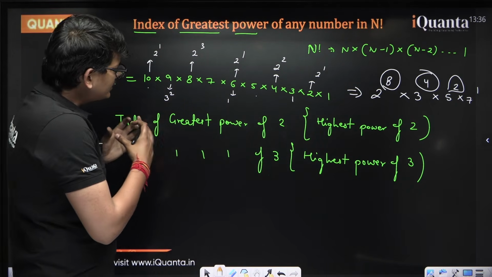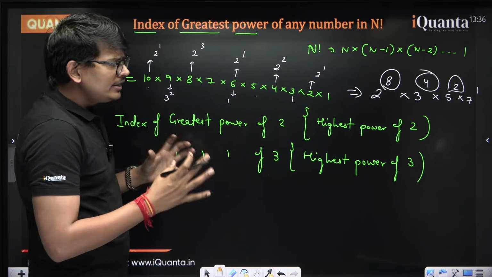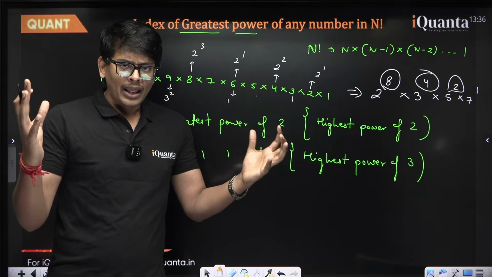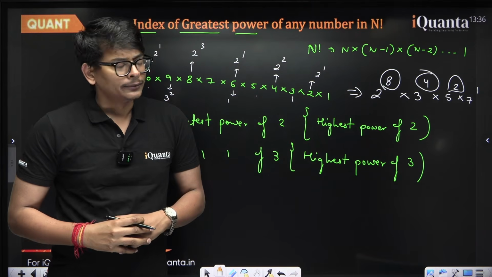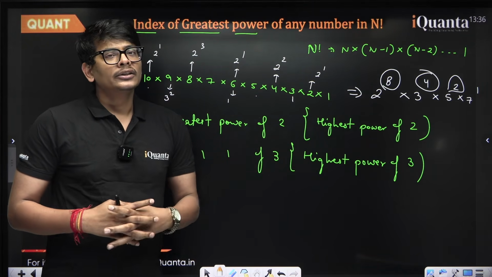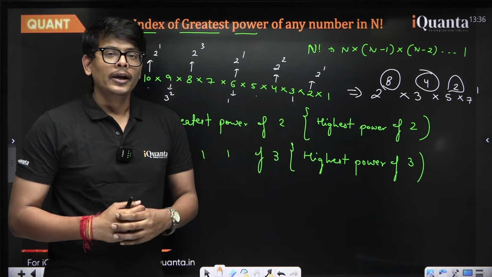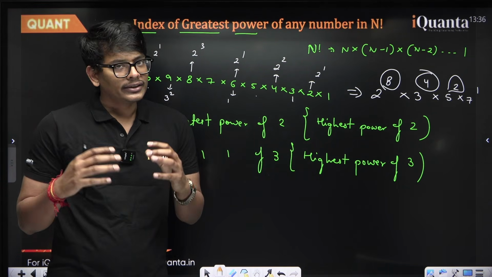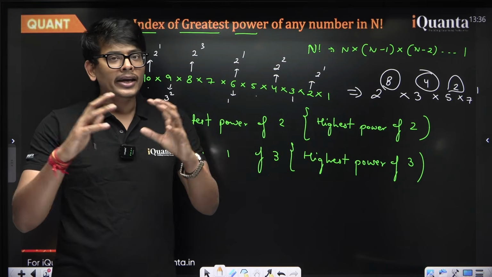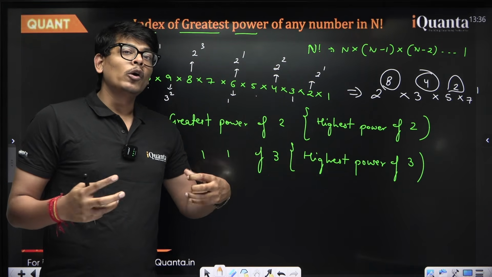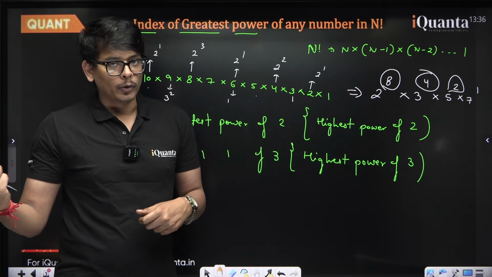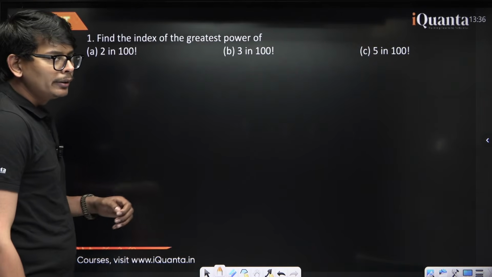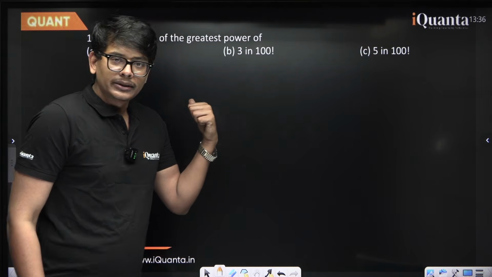Now, since we were dealing with 10 factorial, it was easy to do this manually. But what happens when a bigger factorial comes? Then this manual method is not convenient for us. So there is a direct method to find the highest power, or you can say the index of greatest power of any prime number. First, I am talking about prime numbers, then I will move on to composite numbers also. So let's understand that method with the help of this particular question.